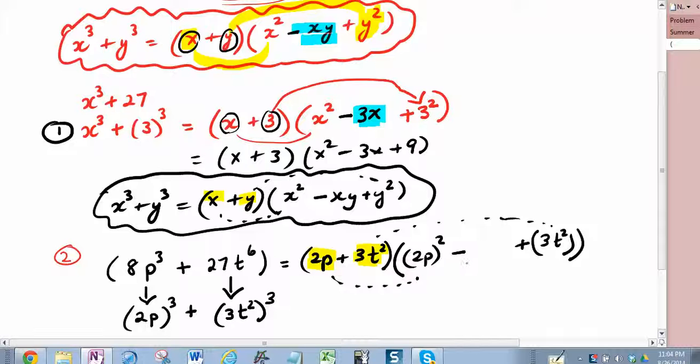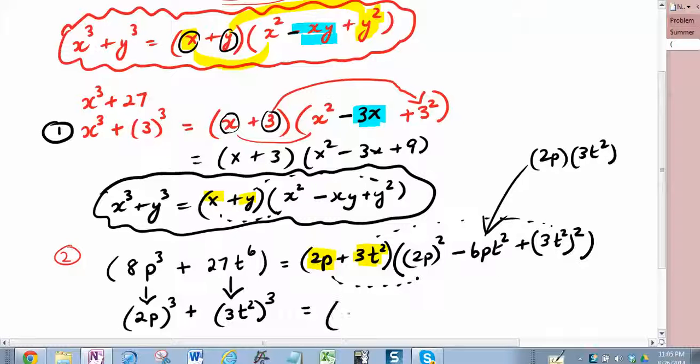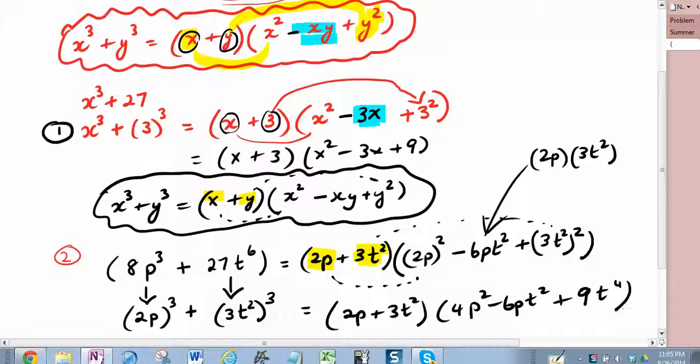So it's going to be 6pt squared. That comes from taking 2p times 3t squared. And all that's left, oh, that one had to be squared. I left the square off there. Let me fix that. I said squared, I didn't write it in. So let's tidy this up. 2p plus 3t squared, and it's going to be 4p squared minus 6pt squared plus 9t to the 4th, and that's it.